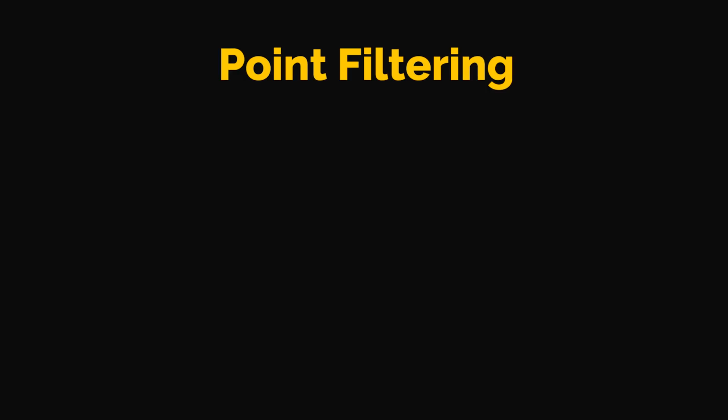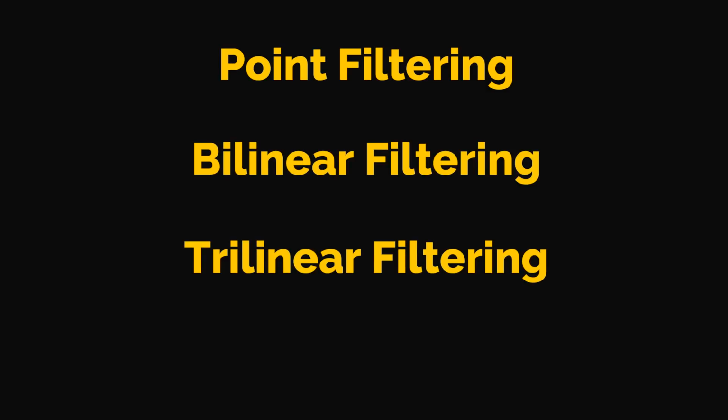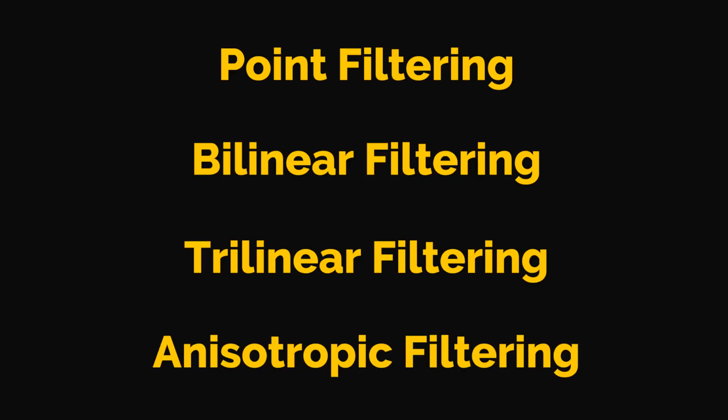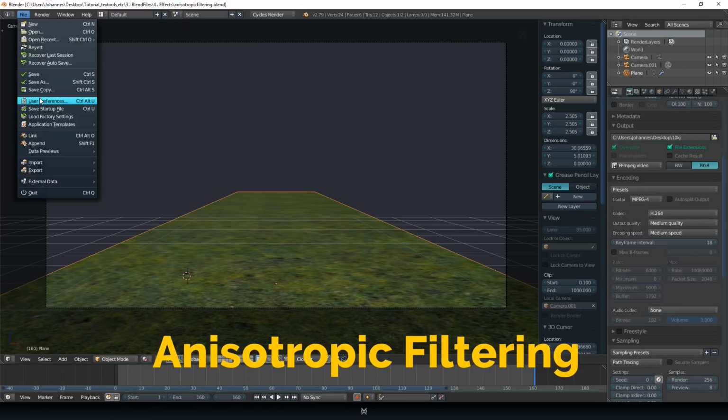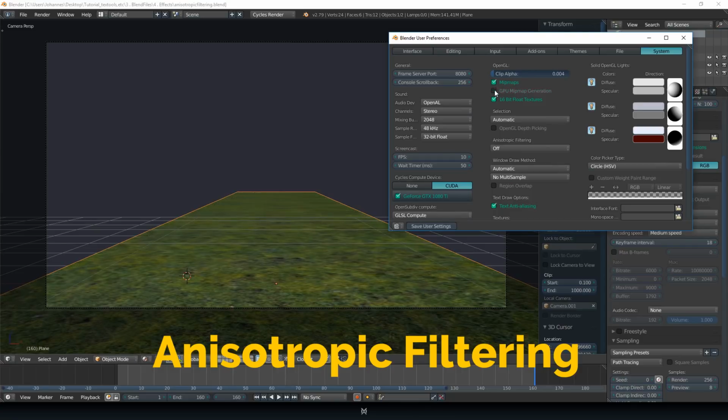There are quite a few filtering interpolations available, using different amounts of hardware resources, which I won't go into detail further. You got the gist. Okay, let's at least talk about anisotropic filtering. You can find it in the user preferences. Enabling it can help to get much better filtering for mipmaps amongst other things. The performance is only marginally impacted.